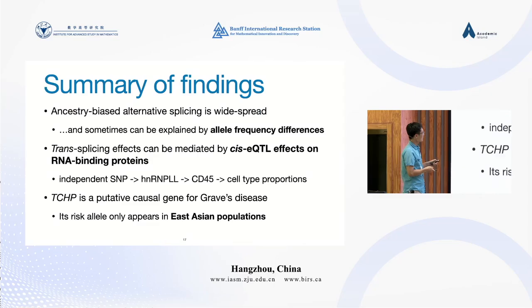So, conclusions: ancestry-biased alternative splicing is widespread, and some of it can be explained by minor allele frequency differences. Also, trans-splicing effects can be mediated by cis-eQTL effects on RNA binding proteins. I showed you one pathway from two independent SNPs to HNRNPLL to CD45 to cell type proportions. And last but not least, TCHP is a putative causal gene for Graves' disease, and its risk allele only appears in East Asian populations.